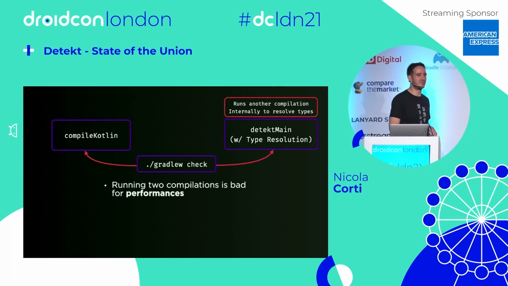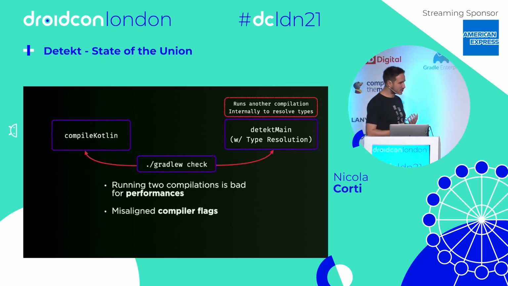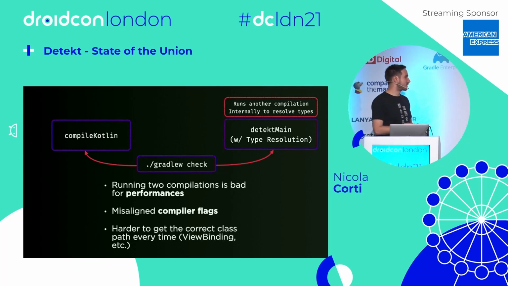There's really not great. So we would really love to compile only once. And there is also another subtle problem that the compiler flags might end up being misaligned between those two compilations. So you might end up running Detekt with some flags that are not the same that are used here. So you will see warnings that will not make sense to you. And it's just extremely painful to get the classpath every time.